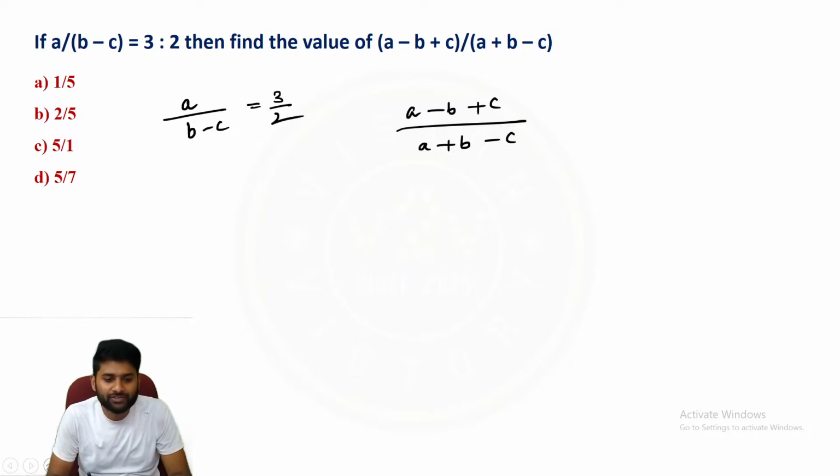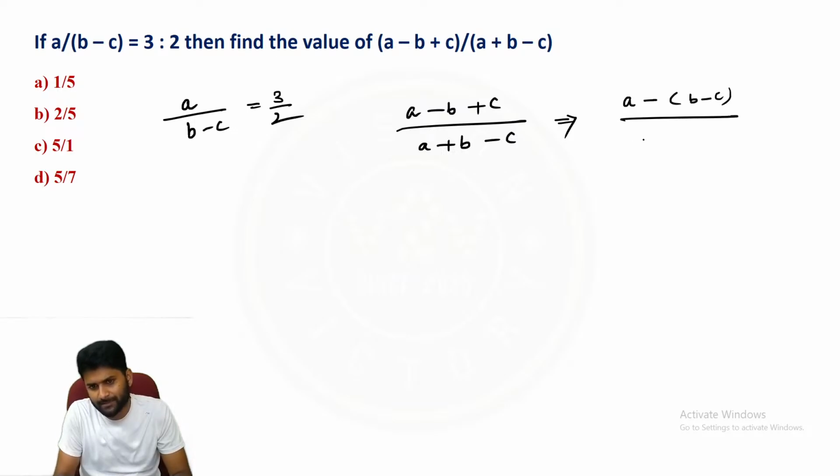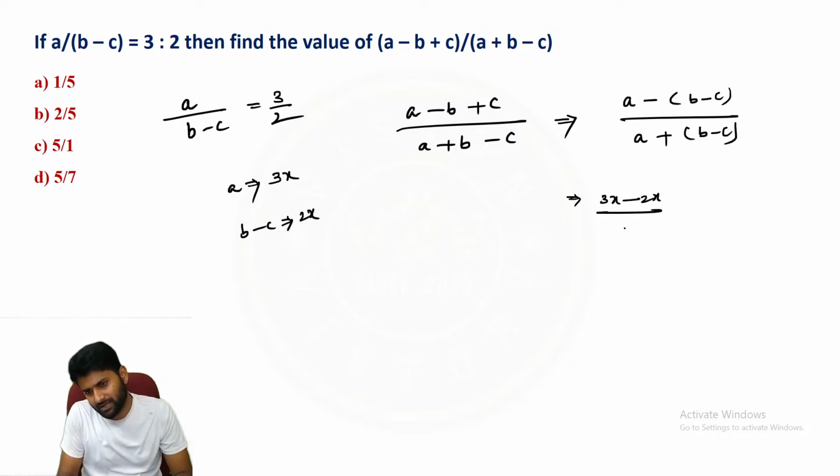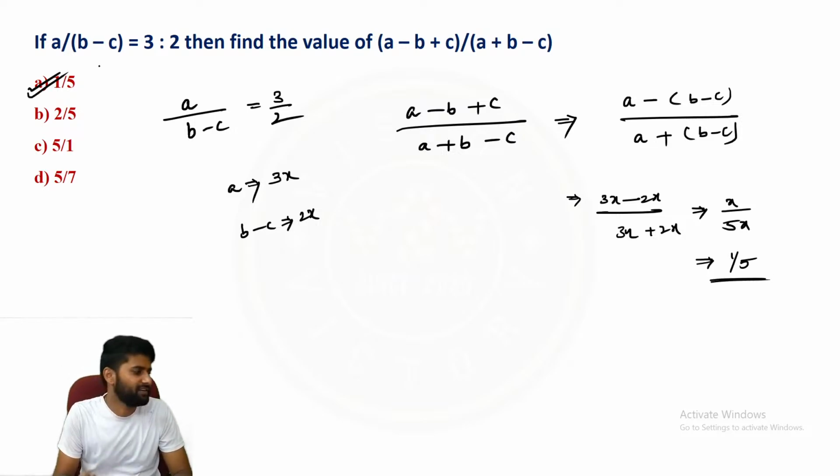Guys, don't simplify this fraction. You have to change the format. You can write this expression by taking A minus common, so you get the value of B minus C. Same way, A plus B minus C. According to the ratio, A is equal to 3 units. If you are not interested, take a number 3x. B minus C is equal to 2x. Now see, 3x minus 2x divided by 3x plus 2x. Then the overall value is x by 5x, which is 1 by 5.